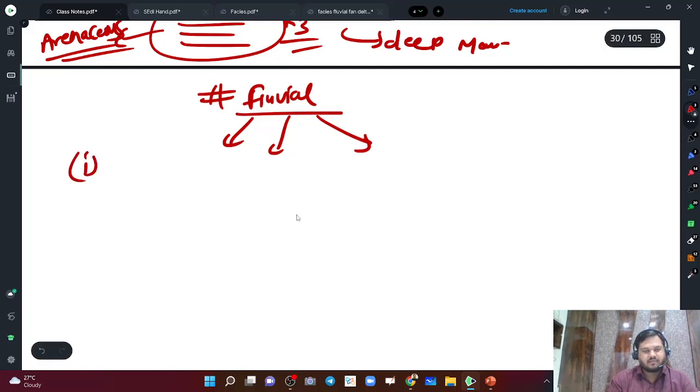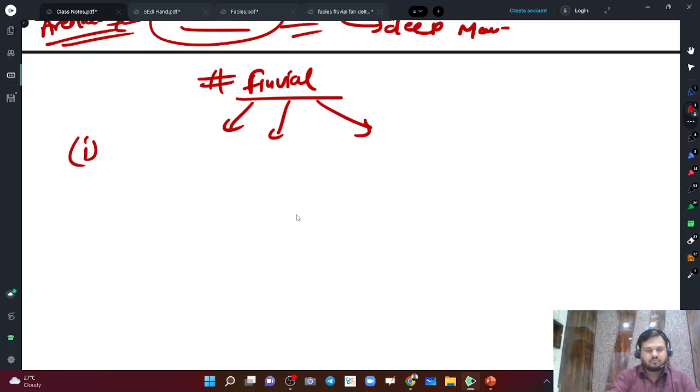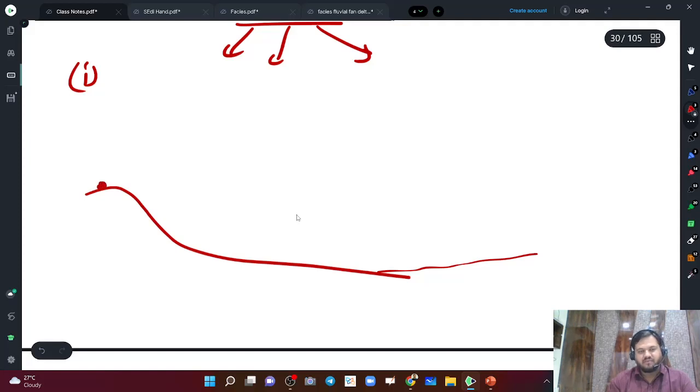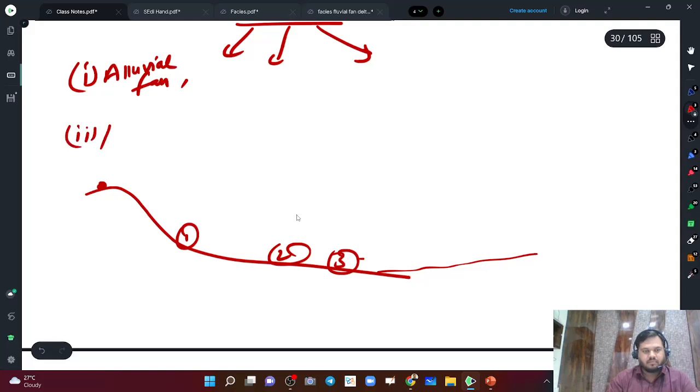The first one is, suppose this is a river and this is water, right? This is coming to the ocean. Now tell me from here where all will we get deposition, dominantly deposition. This is the first place, right? The first place is what? Alluvial fan. The second place is, channel yes, deposit.